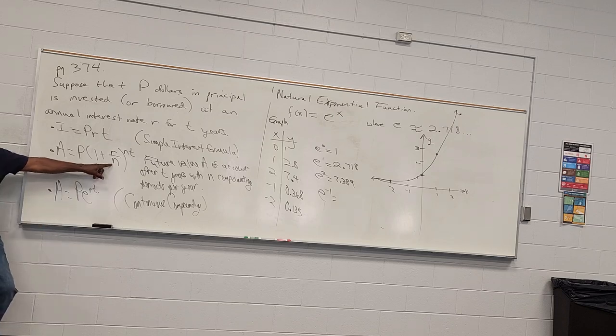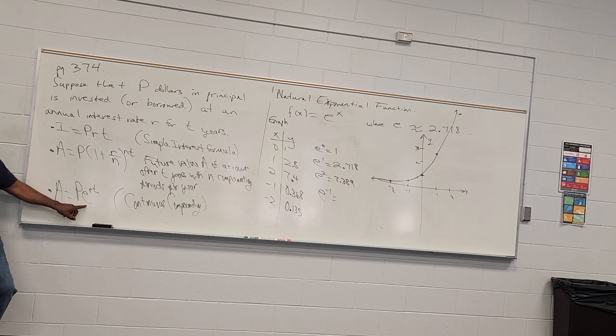So as the compounding periods go up, I can compound annually, once a year. I can compound semi-annually, twice a year. I can compound monthly, 12 times a year. I can compound daily, 365 times a year. Or this says continuous compounding. Continuous compounding is the idea that I compound every increment, not even every second. That's called continuous compounding.